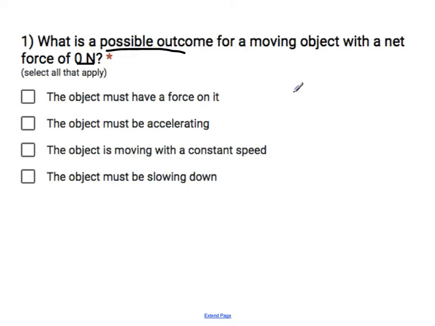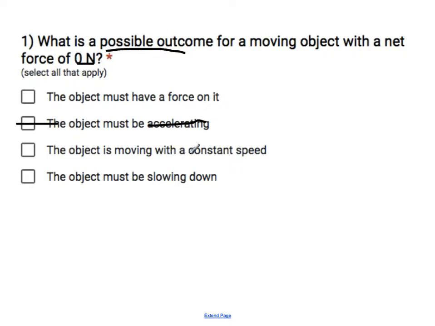There are a couple of things that have to be true if a thing is in translational equilibrium. One thing is that it cannot accelerate. So anything that has to do with accelerating has to automatically be canceled out. So this one has "an object must be accelerating." That can't be that one.